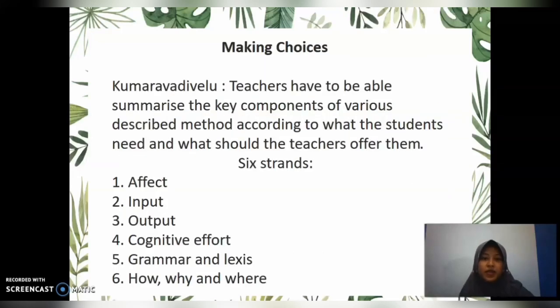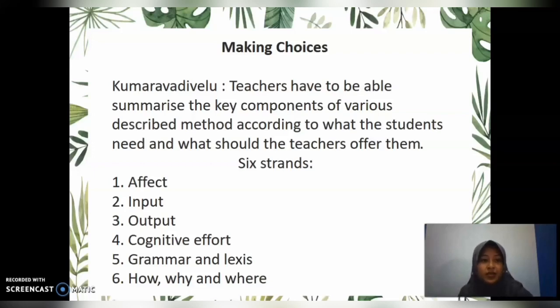Next is making choices. Kumaravadivelu stated that teachers have to be able to summarize the key components of various described methods according to what the students need and what the teachers should offer them. And here we have 6 trends. The first is affect. Affect means students will find it easier to understand learning language once they are engaged with action or learning by experience.